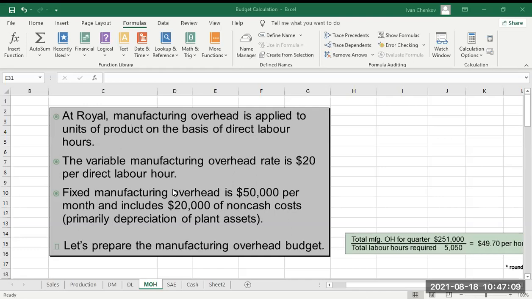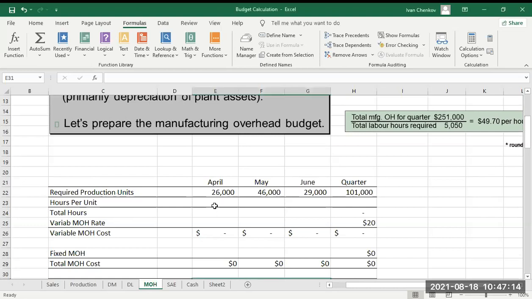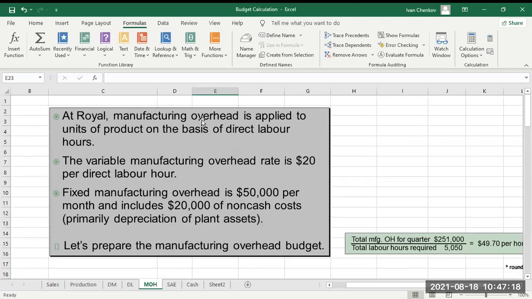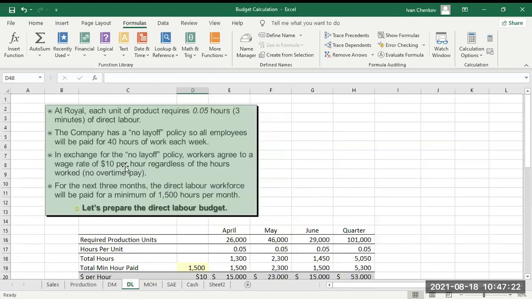So first, what we have to do is prepare the manufacturing overhead budget. We're starting again with the production. Now, since they're applying the direct labor, what was the direct labor that we knew we were using? 0.05 hours, remember?